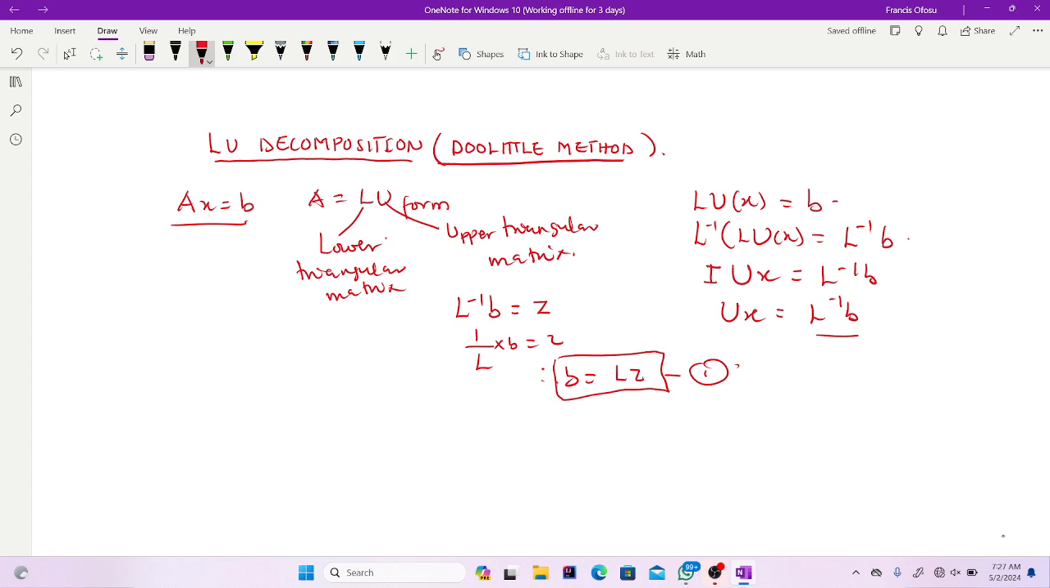Then the next thing is we made L inverse b equal to z. So we can make the substitution back so that I get Ux = z. And this is simply one strong equation. So the only two equations we need are b = Lz and Ux = z.